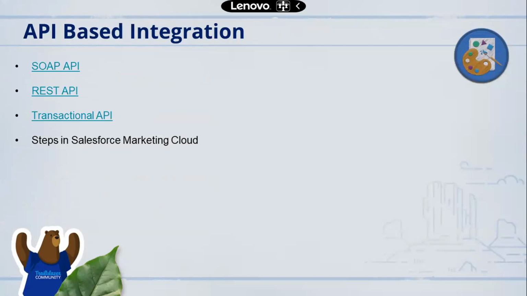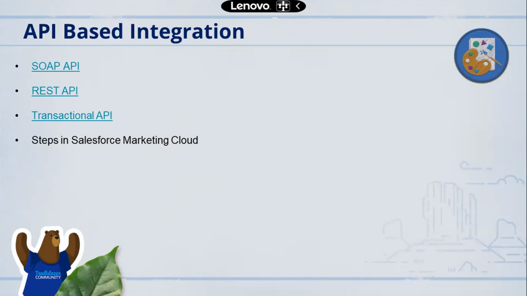Third is the API-based integration. This is mainly for when you want a real-time integration with your website or your legacy applications, where you want a real-time data transfer. So say as soon as a transaction is done on a website, or as soon as somebody presses the submit button, based on that action you want a campaign or a journey to be executed. Then you will go about doing the API-based integrations.